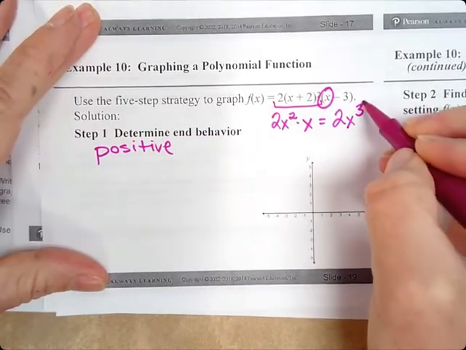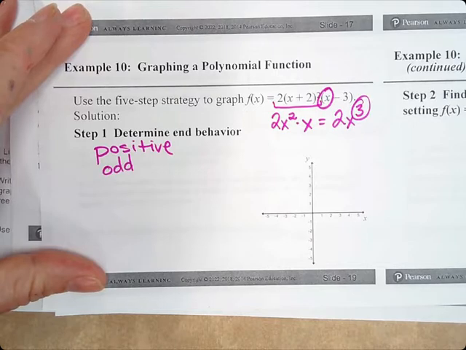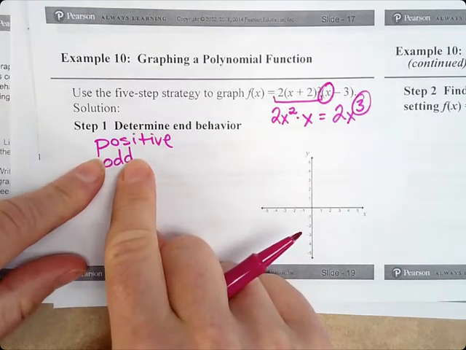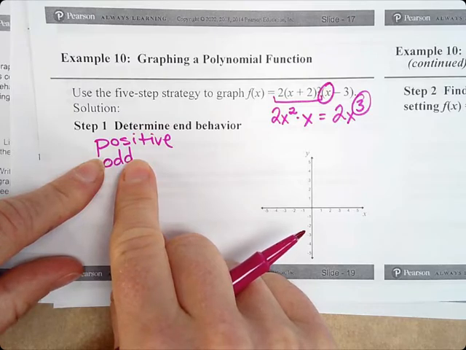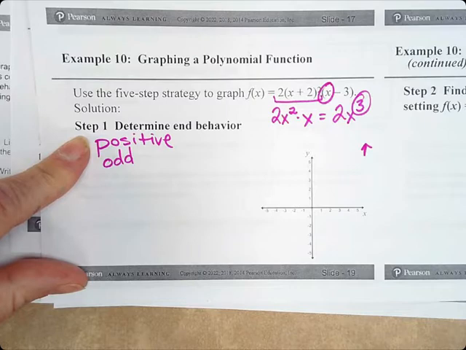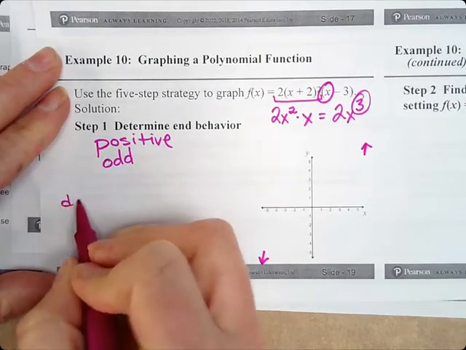So we know it's positive. And we know this is odd. So remember, odd means that they're different. Positive means you're going to end with an up. So that means it's going to go down to the other side. So it is a down, up.